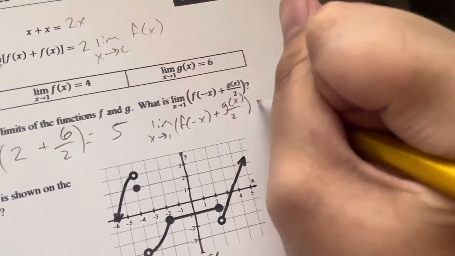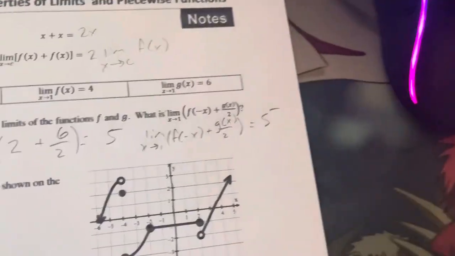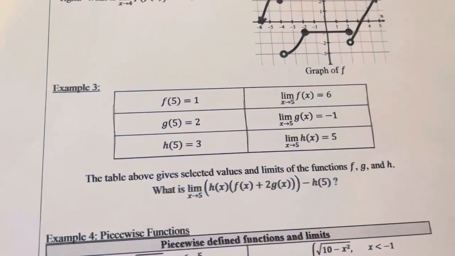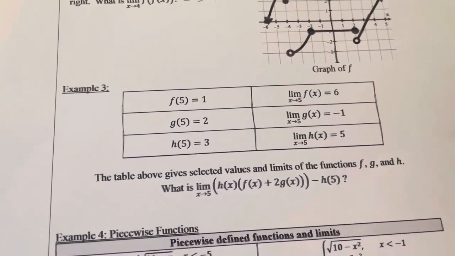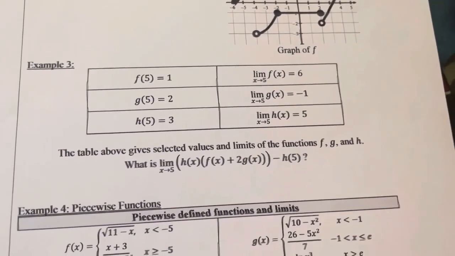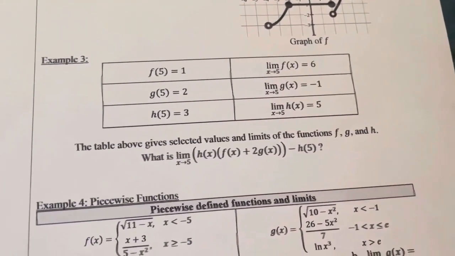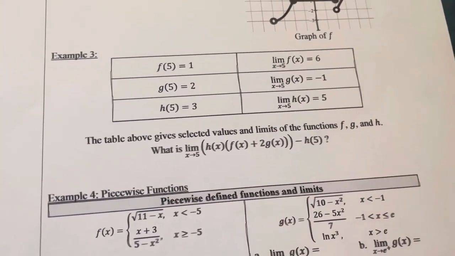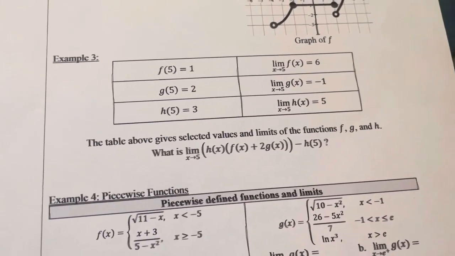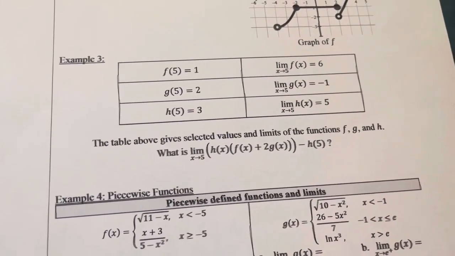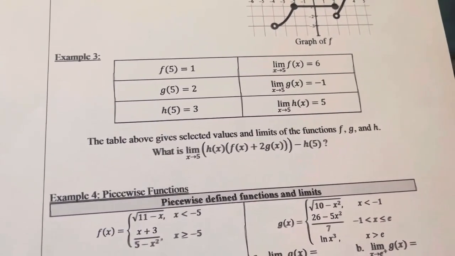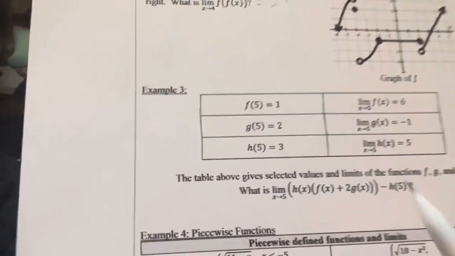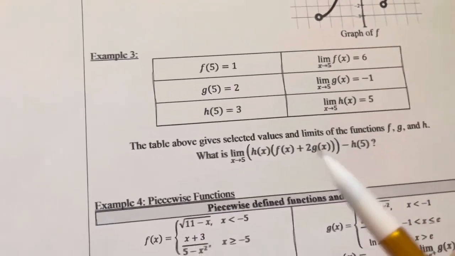Example 3. The table above gives selected values and limits of the functions f, g, and h. What is the limit as x approaches 5 of h of x multiplied by f of x plus 2g of x minus h of 5? So we just plug in the values.